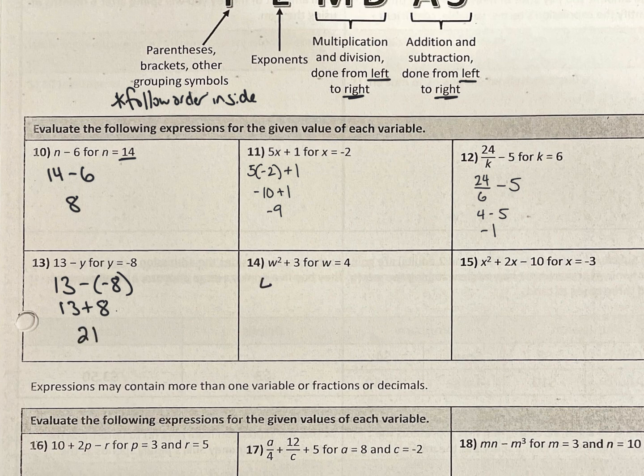The next one, we have 4 to the second power plus 3. Exponents come first, so 4 times 4 is 16. This would have a value of 19.